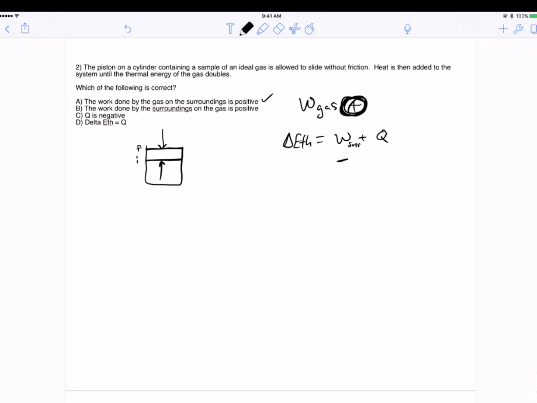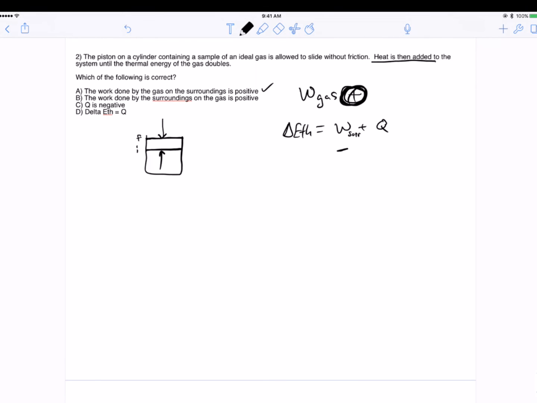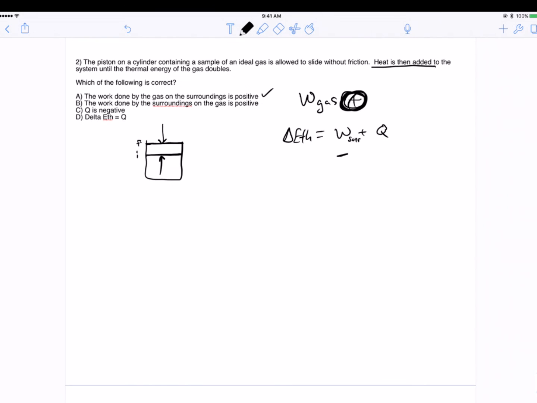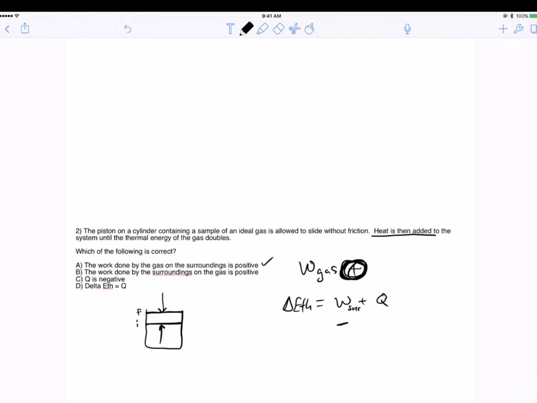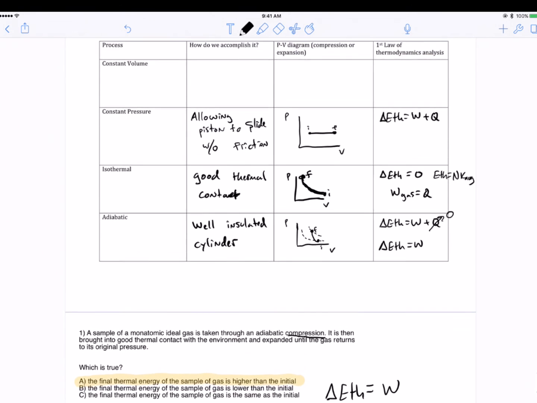C, Q is negative. Well, the problem tells us that must be wrong because heat is added to the system, so Q must be positive. And delta E_th equals Q? We know that's not going to be correct because the piston will slide. Delta E_th equals Q, does that remind us of a constant pressure process, or does that remind us of something else?